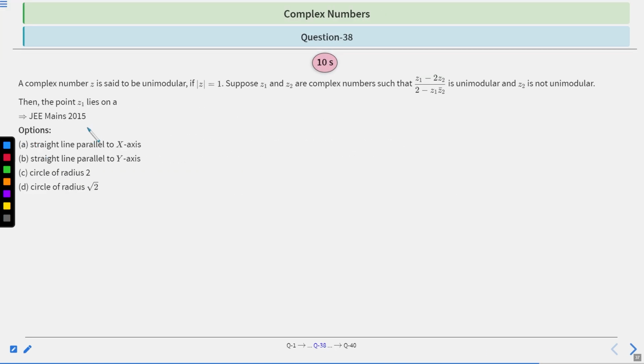A complex number z is said to be unimodular if mod z is equal to 1. Suppose z1, z2 are complex numbers such that z1 is unimodular and z2 is not unimodular. Then point z1 lies on. Let's discuss after 10 seconds.